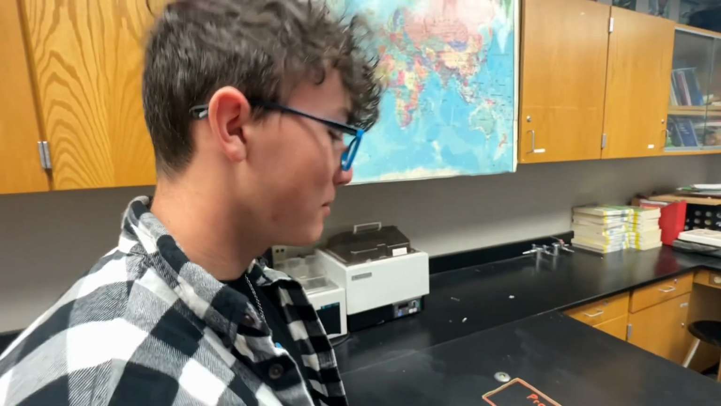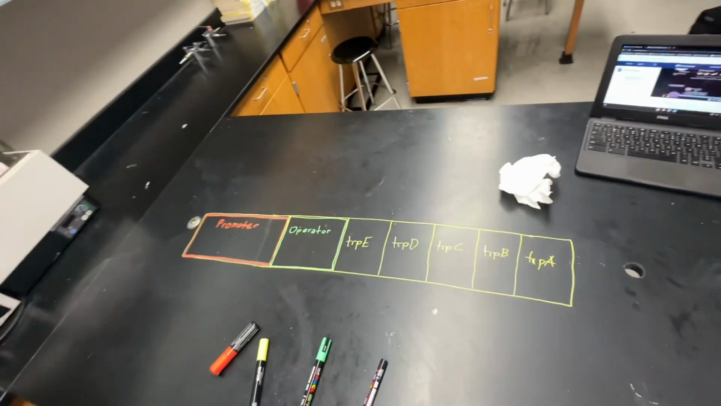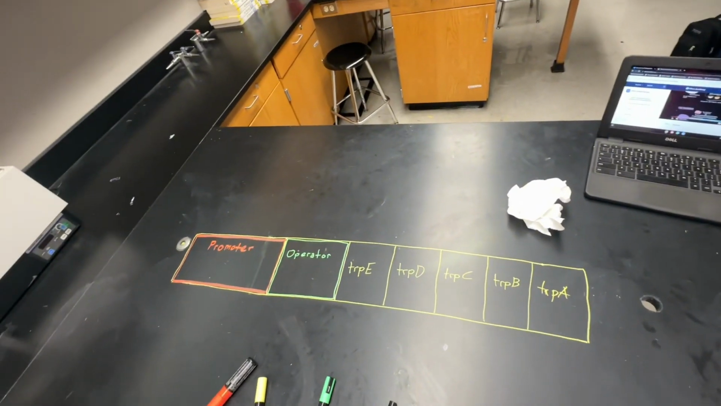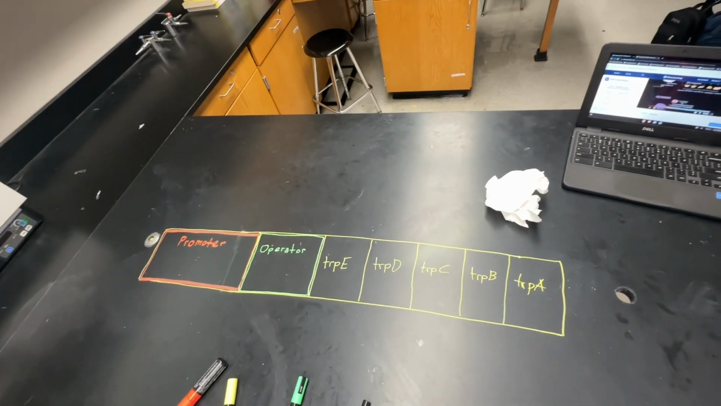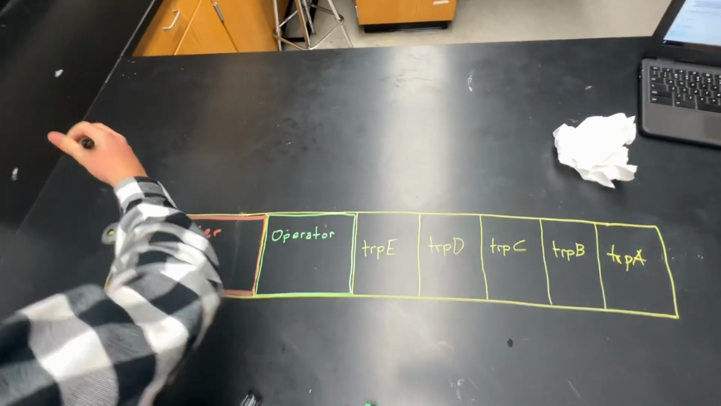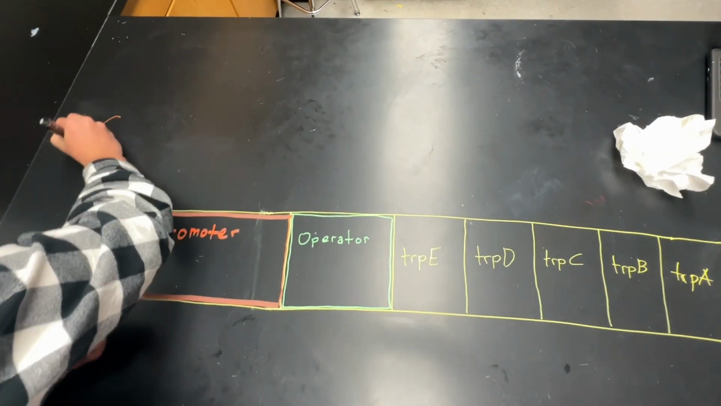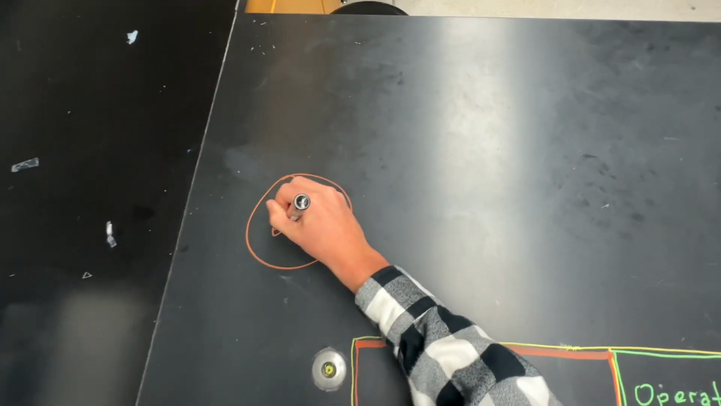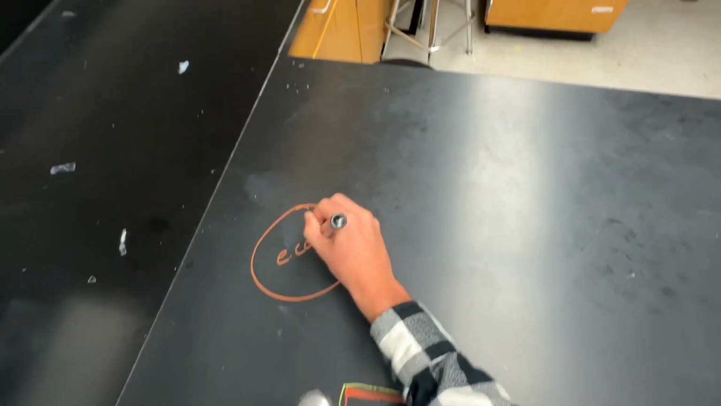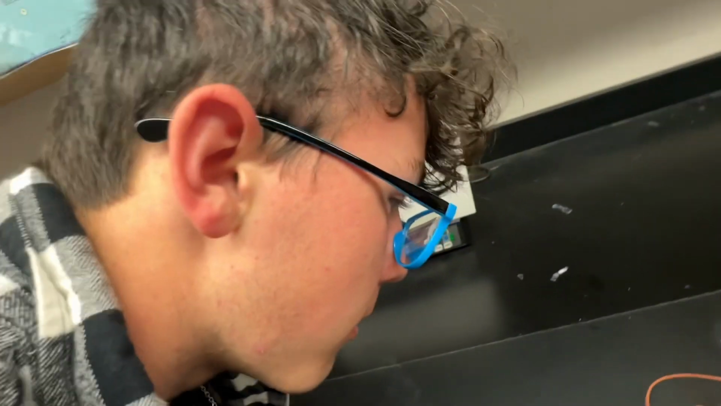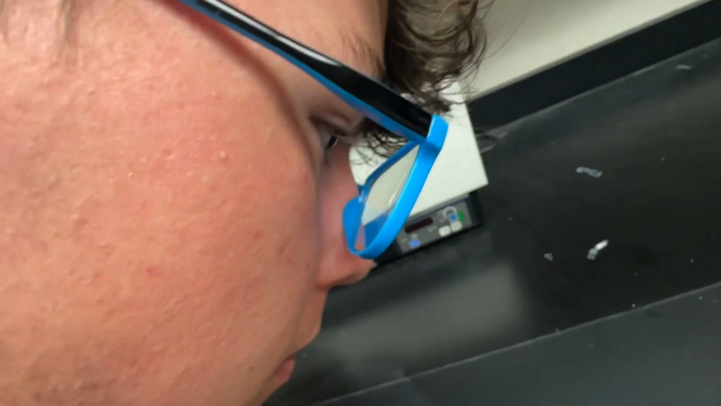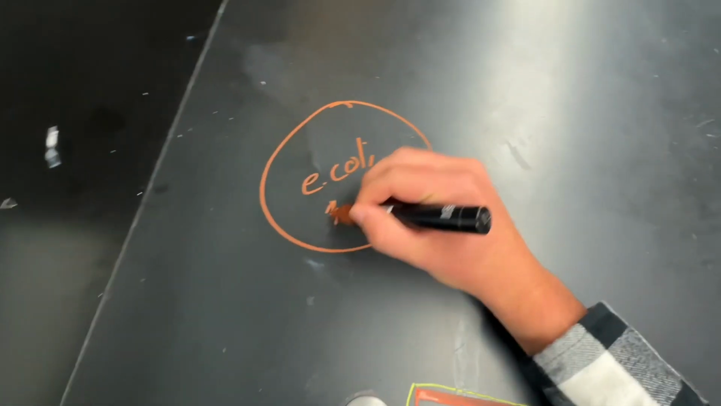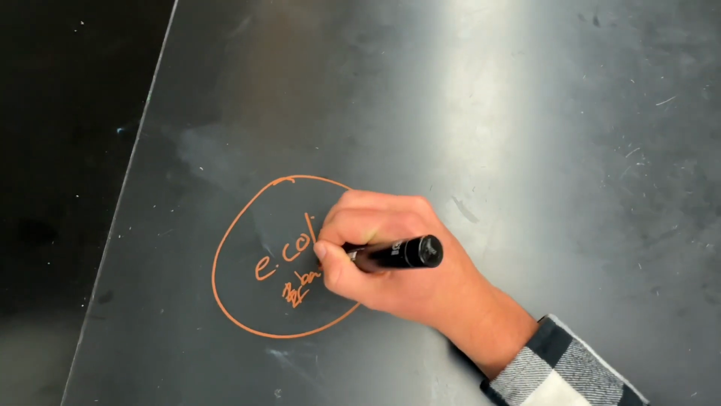All right, so today we're going to be talking about the Trp Operon. This is happening in bacteria. It's called the E. coli bacteria. This can live in your body and it helps to regulate your tryptophan and it helps produce it. All right, so E. coli bacterium.